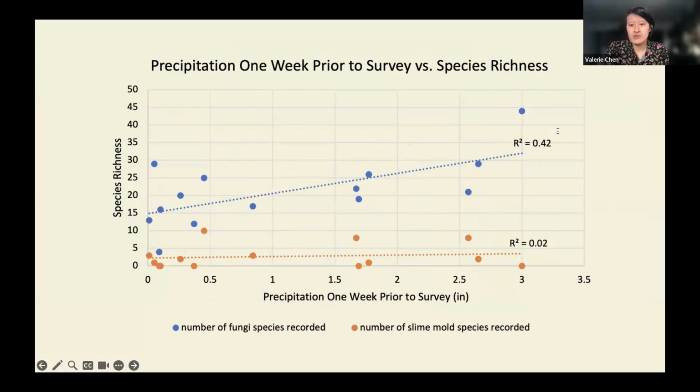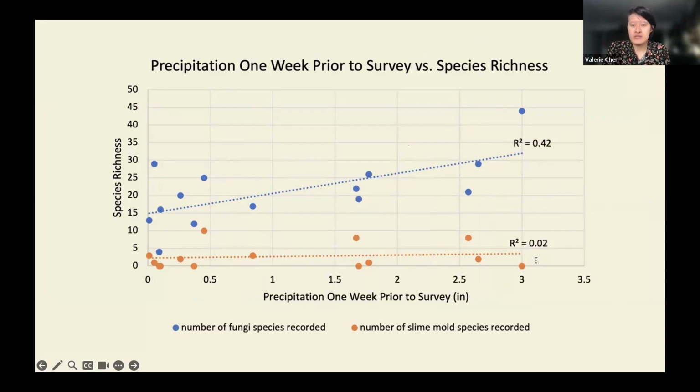I used an online weather service called Weather Underground to record the amount of precipitation that occurred in the area a week prior to each of my surveys. I found that the amount of precipitation could explain 42% of the variation in species richness for macrofungi. But I did not find that precipitation 1 week prior to the survey was predictive of slime mold species richness.